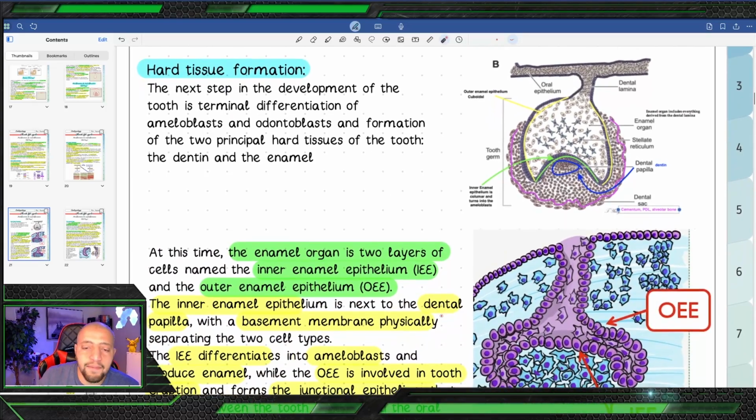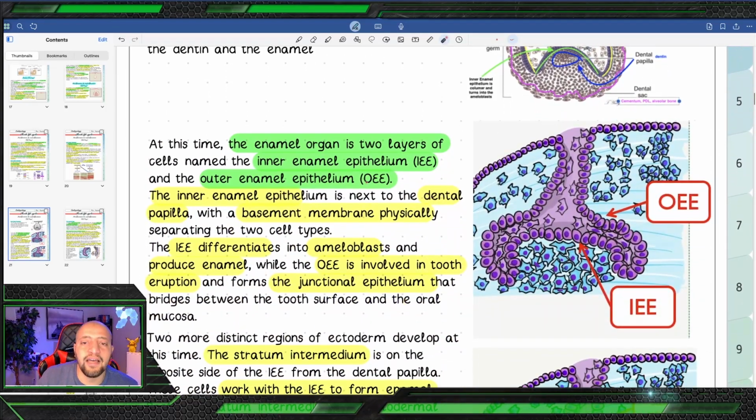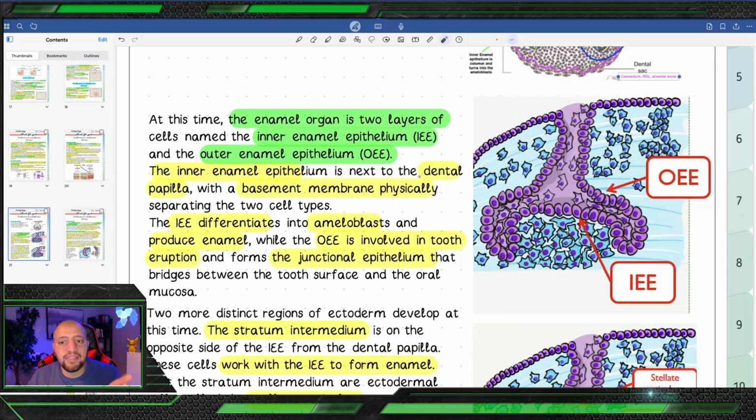Let's finish the dentin and enamel of the crown. At this time, the enamel organ has two layers named inner enamel epithelium and outer enamel epithelium. The inner enamel epithelium is next to the dental papilla with a basement membrane physically separating the two cells. So here, inner enamel epithelium and this one. The inner enamel epithelium differentiates into ameloblasts and produces enamel, while the outer enamel epithelium is involved in tooth eruption.